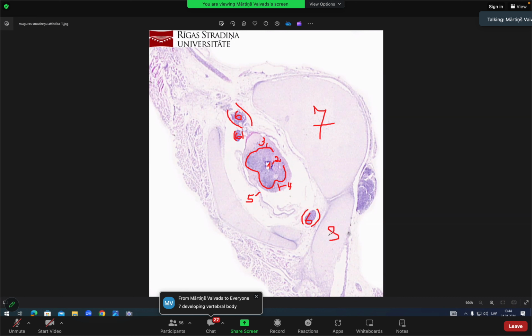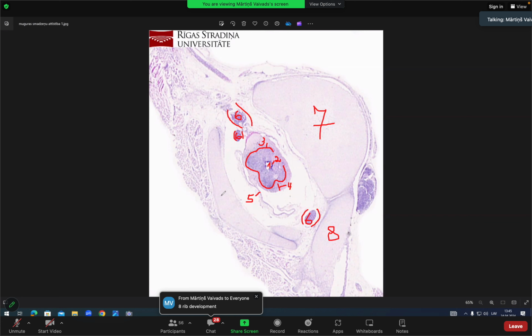Any idea what is number 8? Process transversus, but there's a joint in between here. Rib development. Number 8, rib development. If there's a joint, it's most likely a rib, but I would count in also process transversus development. But this is a rib. You can actually see ribs.